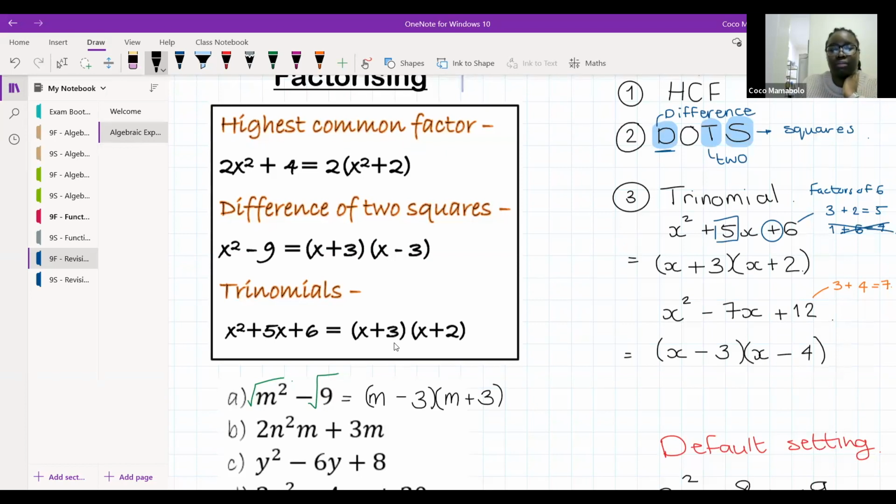Ma'am, I used trinomials. It can't be a trinomial. How many terms do we need for a trinomial? 3, ma'am. Do I have 3 terms? No, ma'am. So I can't use trinomials for something that only has 2 terms. Like I said before, ma'am, I didn't quite get the difference of 2 squares. That's okay, my sweetie. It takes practice. It won't just come naturally. We need to practice. Yes, ma'am. Thank you, ma'am. You're very welcome, my sweetie.